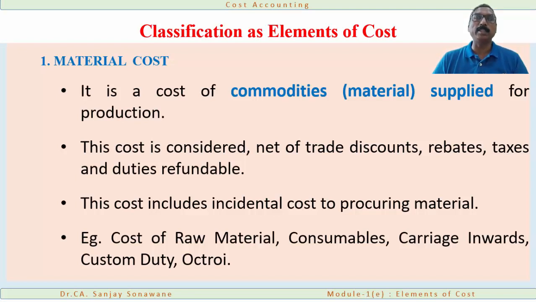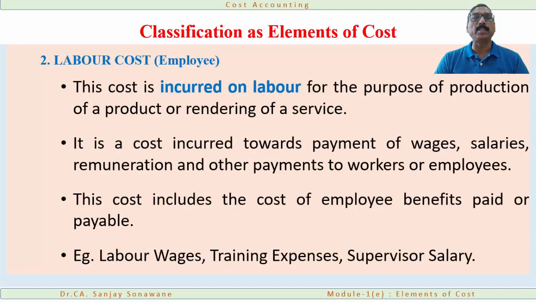So let us summarize this. Under elements of cost, material cost is the cost incurred for the raw material or consumables or whatever kind of materials that we purchase, and all incidental costs to this material or consumables are also treated as cost of material. The second one is labor cost, employees.